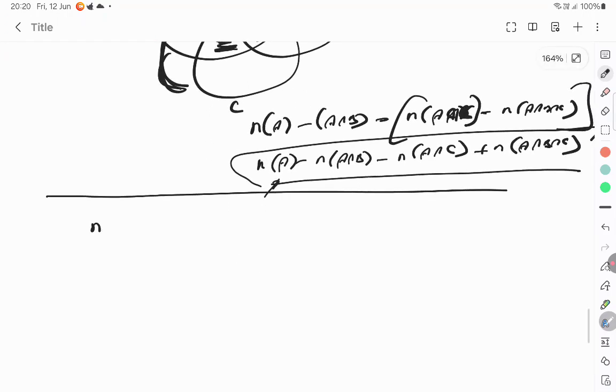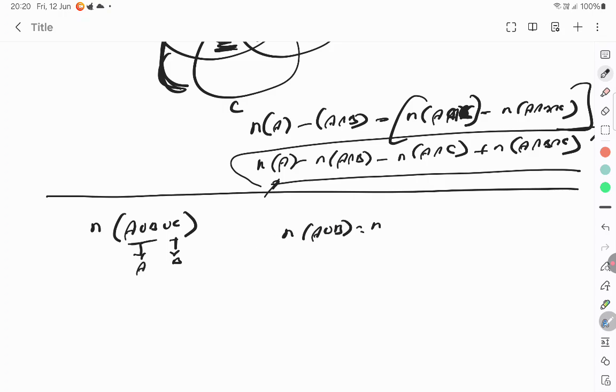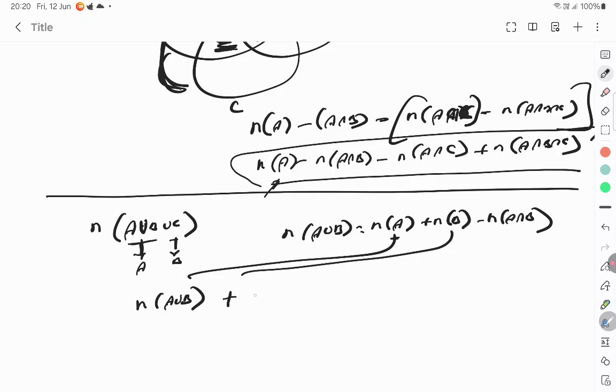Then they'll ask you for this formula, n of A union B union C, where this is acting like A and this is acting like B. And n of A union B, what is the formula for n of A union B? You know it's n of A plus n of B minus n of A intersection B, where what is A? A here in this sum is A union B, plus n of B is just C here according to this question, because you're considering this as A and this as B. Okay, minus n of A, which is A union B, intersection B, which is C.